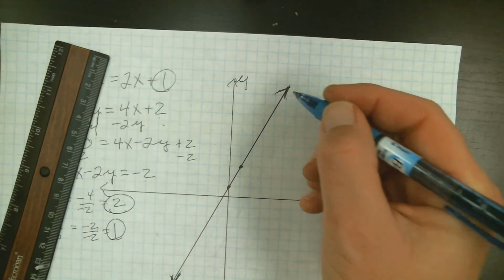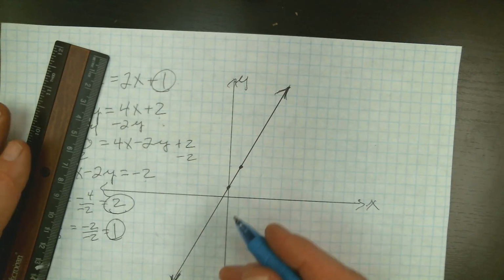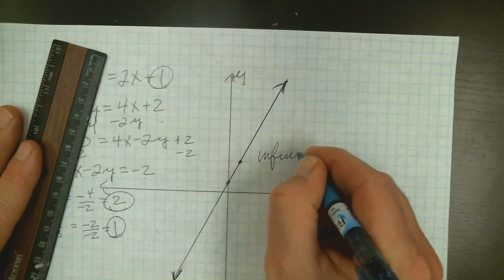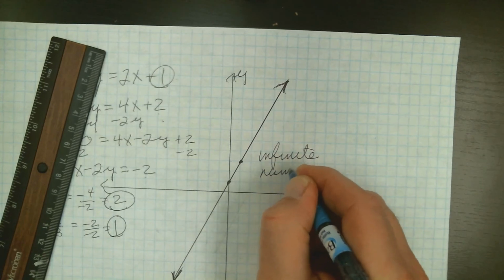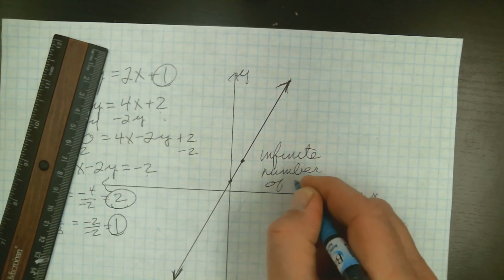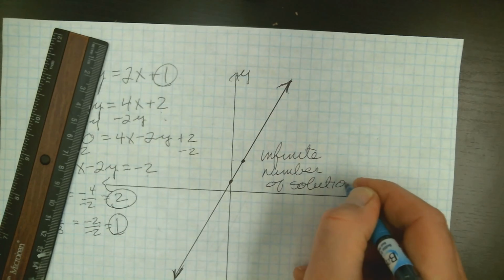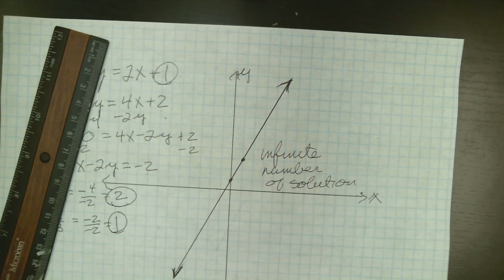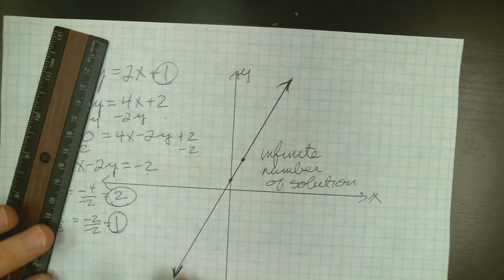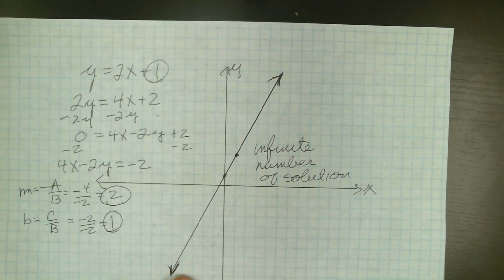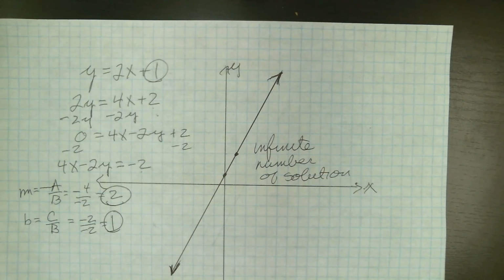So when they have an infinite number of points in common, we just say there's an infinite number of solutions. So in summary, we know that we can have either one solution when the two lines cross. We can have no solutions when the two lines are parallel, or we can have an infinite number of solutions when the two lines are really the same line but in different forms. So that concludes this section.